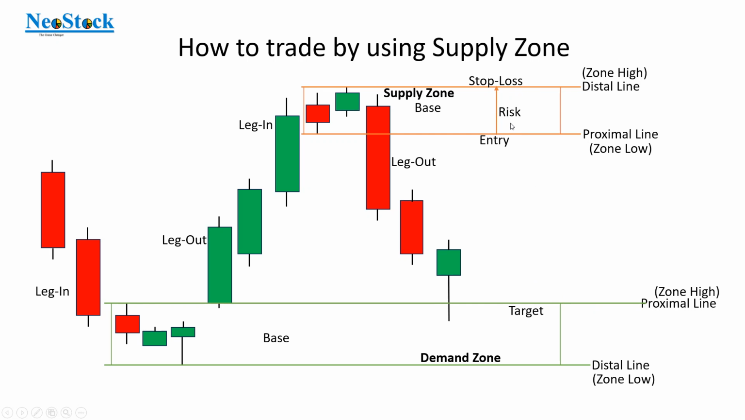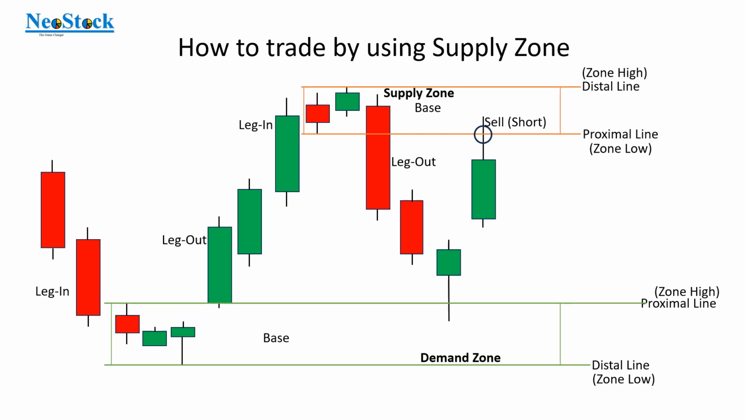Now we know what a risk is. The risk is the difference of entry and stop loss. And reward is the difference of entry and target. Now what happened? We got an entry. What kind of entry? A short entry. What do we do in a short entry? First we will sell the stock. If prices are going down, we get the profit. So our entry is triggered.